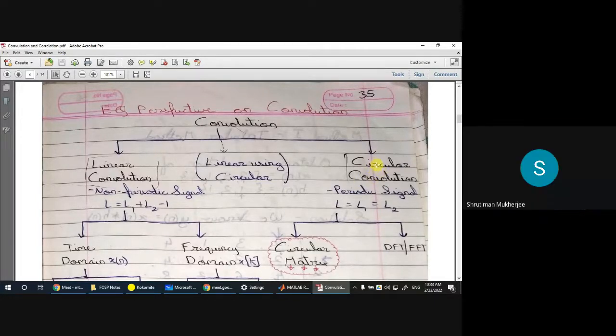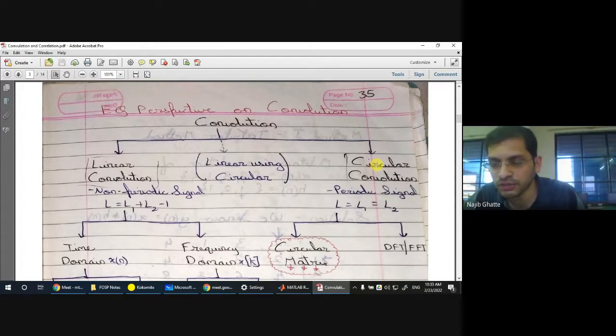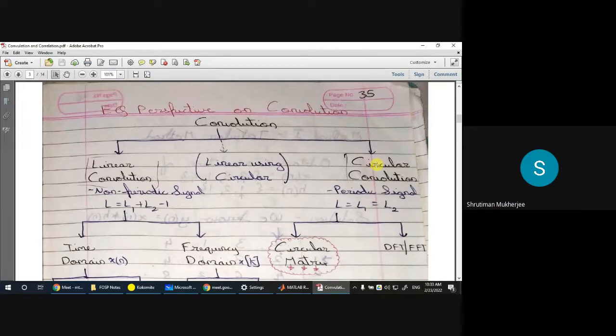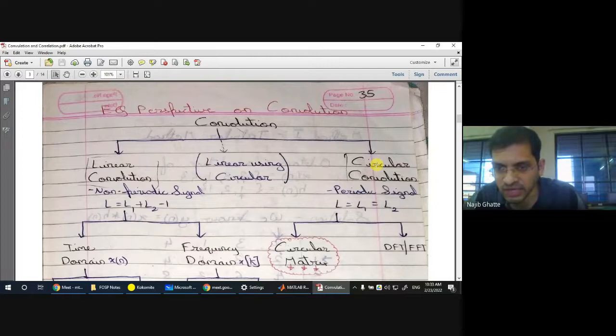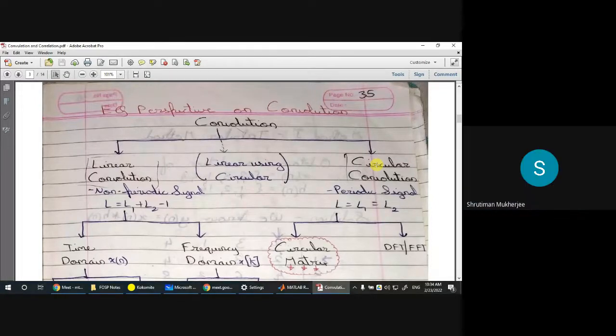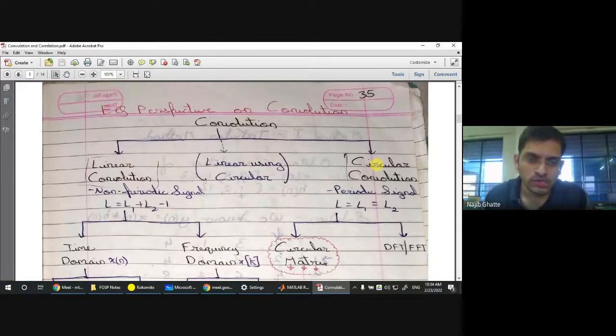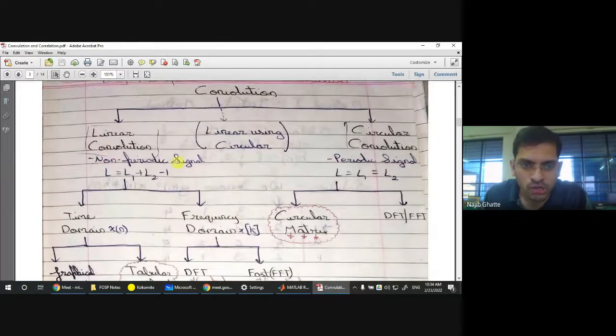Can you give me the formula for circular convolution? L is equal to L1, which is also equal to L2. Exactly. Once again, L is equal to L1 is equal to L2. Very good. Now, in order to solve linear convolution, there are two methods.